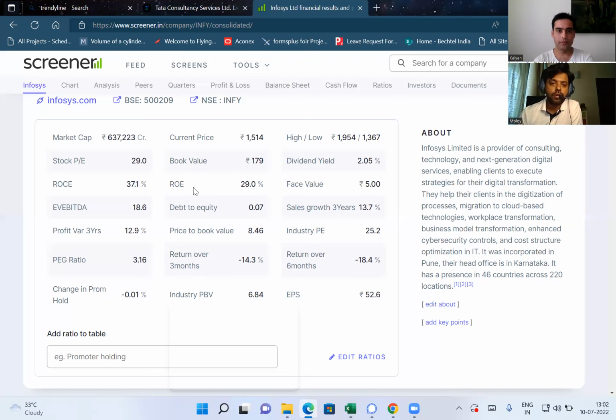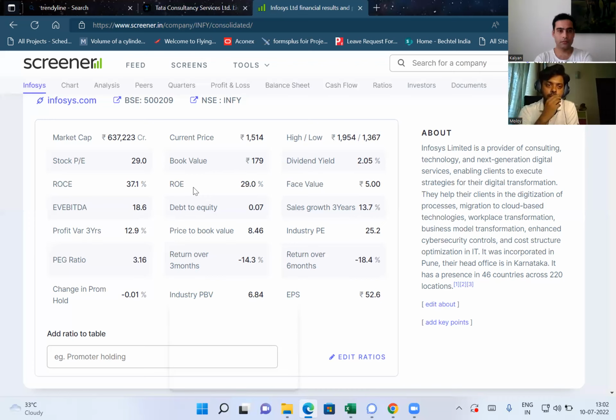Then you can see the 52 week high and low. So you can understand at what price it is now, whether it's at the 52 week high point or low point.